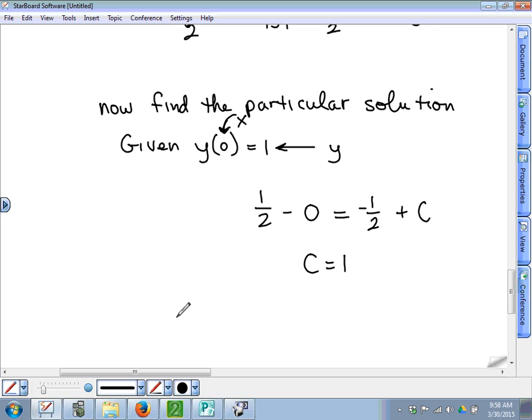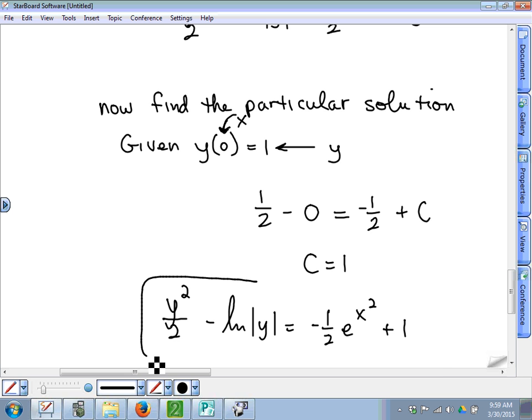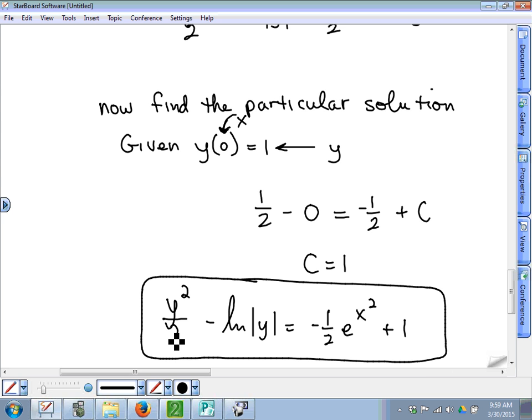Correct, actually. I'm proud of you. So the particular solution is y squared over 2 minus the natural log of y equals negative 1 half e to the x squared plus 1. That would be the particular solution. I've never done this between 1 and 6. I don't know how you get that in your head.